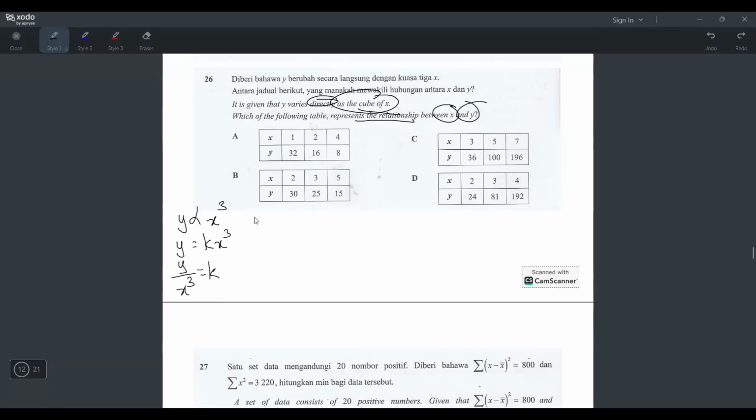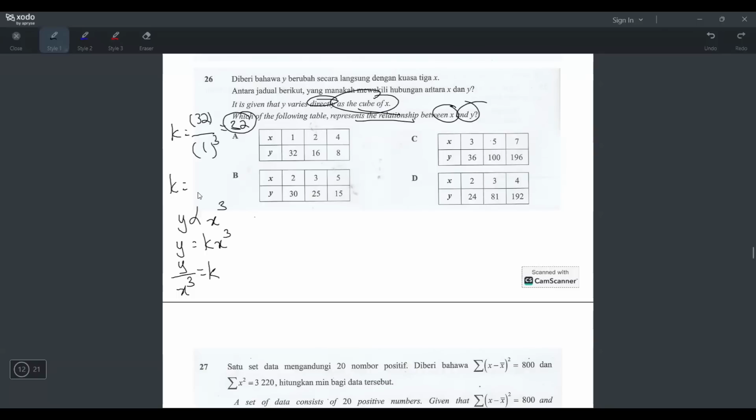Okay, let's try with A. A says when x is 1, y is 32. So let's find the k. The k formula is y over x power 3, right? So you just substitute y is 32 and x is 1 like this, and if you press it, your k will be 32. So now you remember this answer, and then you try with the next one, 216.